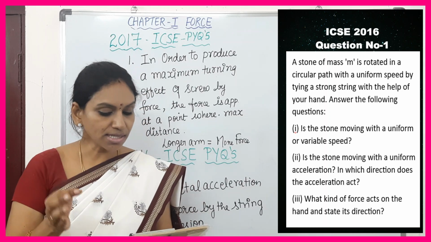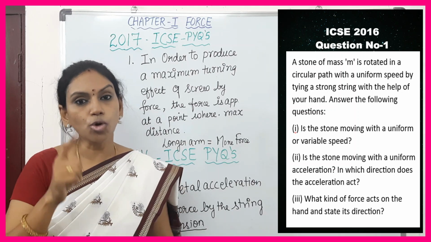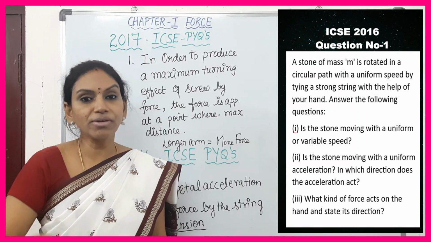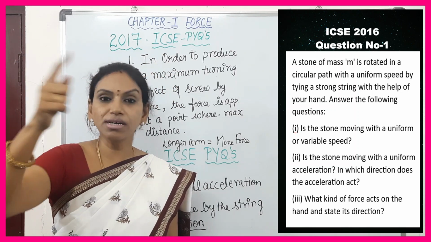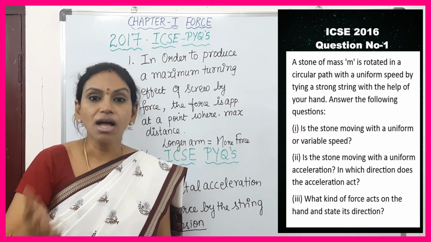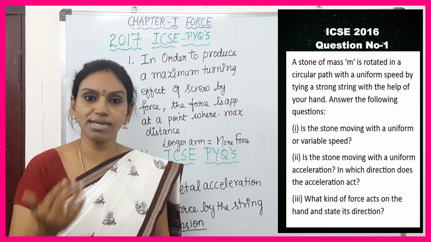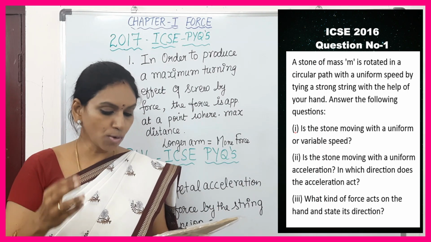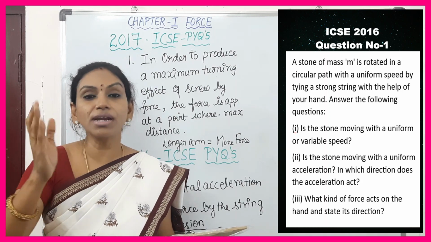Second question they have asked: is the stone moving with uniform acceleration? We have already discussed, when any stone is moving in a circular path, speed will be uniform but velocity will be varying. The stone keeps changing its direction. When direction is changed, velocity will be changed. When velocity is changed, the stone will undergo acceleration. So, is the stone moving with uniform acceleration? Yes, and we call that acceleration centripetal acceleration.